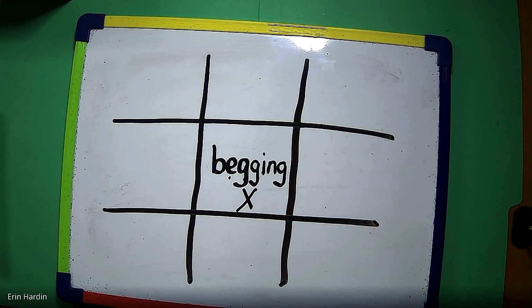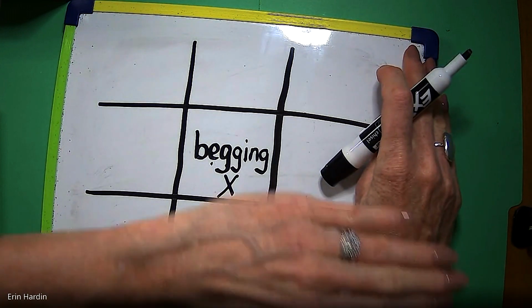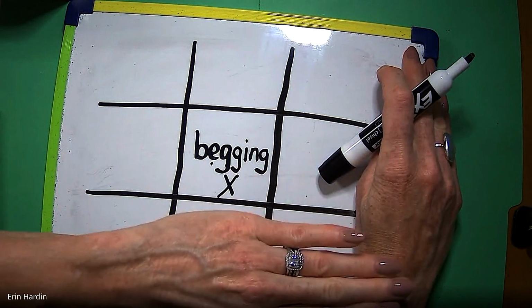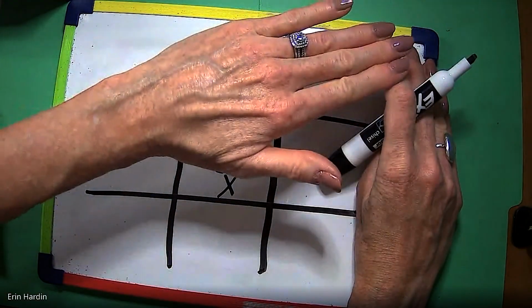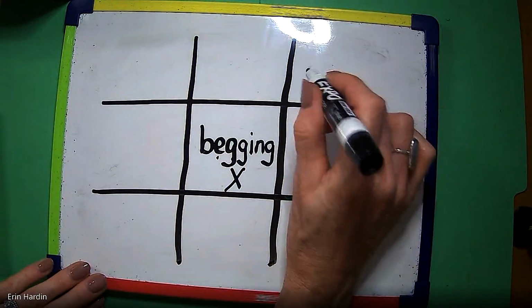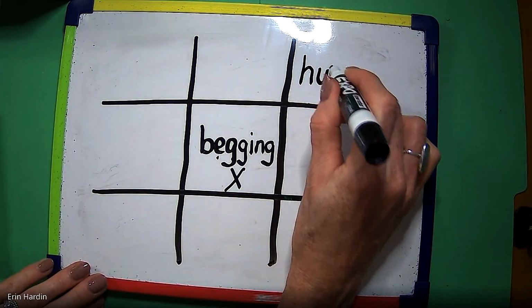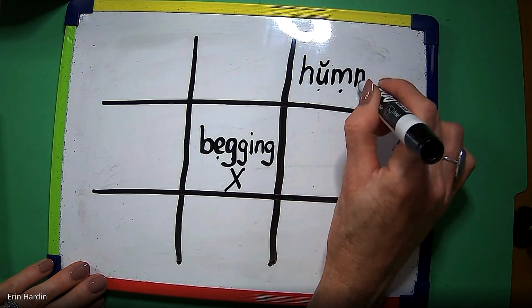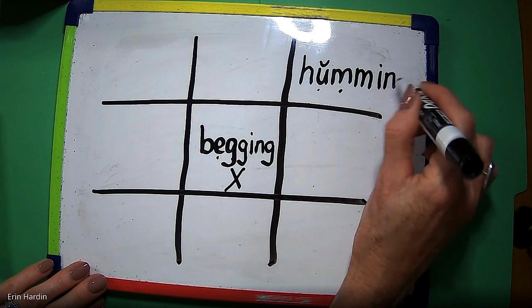And your word is humming. I was humming a song that I just couldn't get out of my head. Humming. What is the base word in humming? Hum. Let's put hum on our arm. Hum. That's right. That H says hum. And then player O would write their word. We have one short vowel, one final consonant, so we need to double that M before we add our ing.